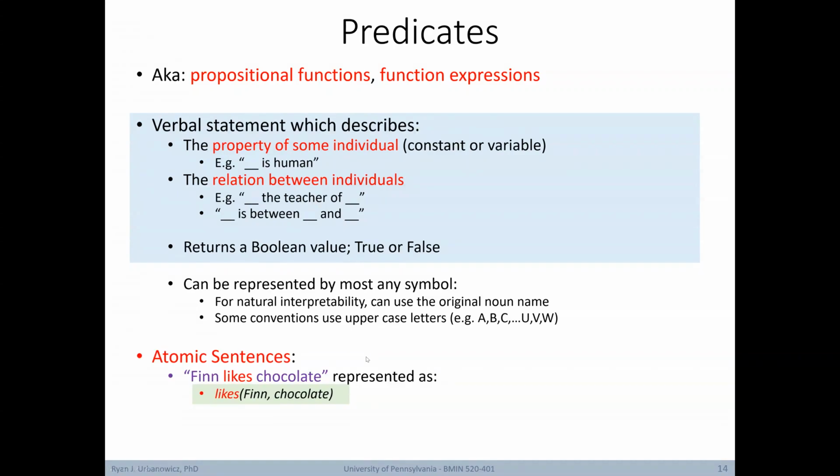Now let's show how we can use a predicate to create an atomic sentence. Here, the predicate is the word likes from the sentence "Finn likes chocolate." This can be represented as likes(Finn, chocolate), where our semantic mapping ties this to the original sentence. Here's an example where the individual is a variable rather than a constant. "Finn likes all food" can be represented as likes(Finn, x), where x is a variable, and this variable is within the domain food.